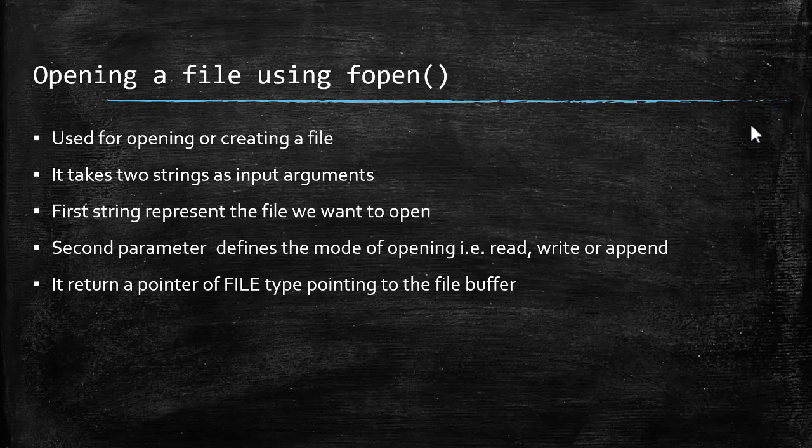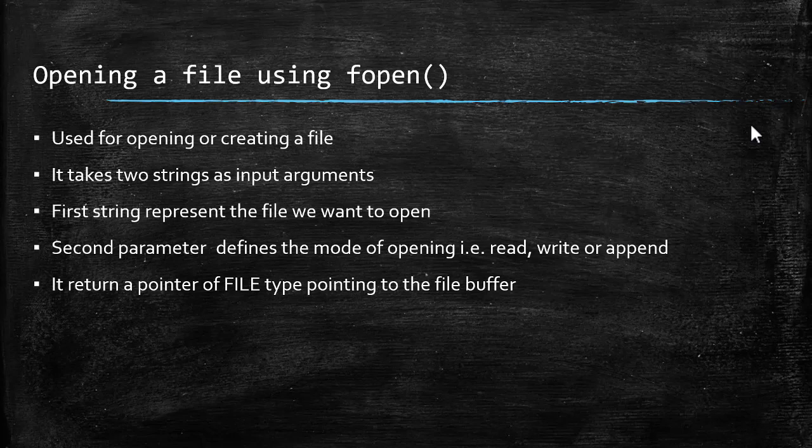To open a file, we are going to use the fopen function. The f stands for file, and as we are opening it, it is the fopen function. It takes two strings as input arguments. The first string is the name of the file we want to create or open, and if the file is in a different directory other than our working directory, then we need to specify the full path with the file name and its extension in the first parameter.